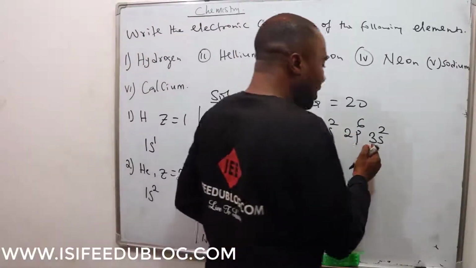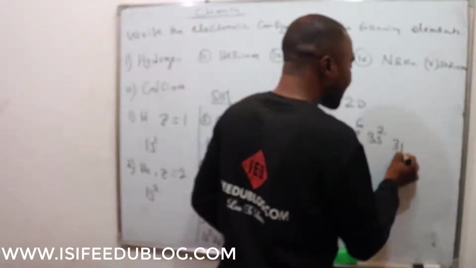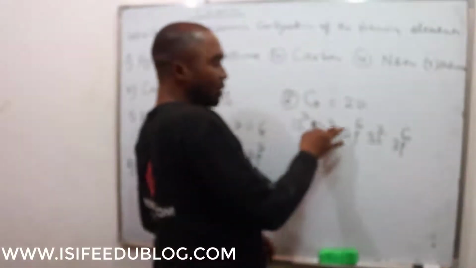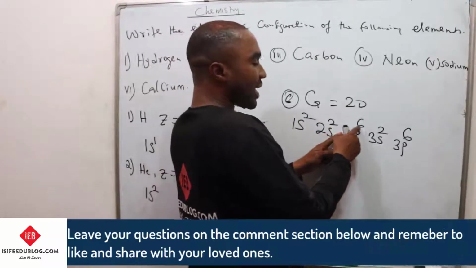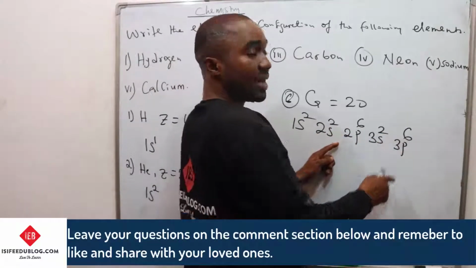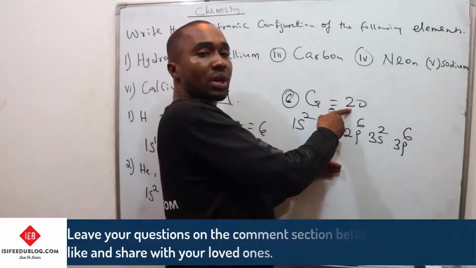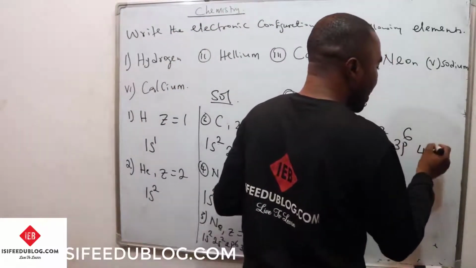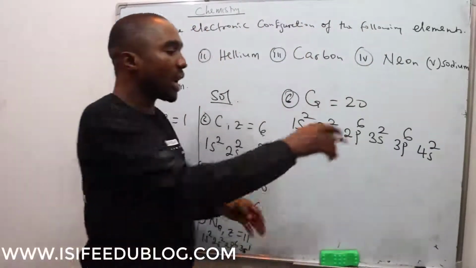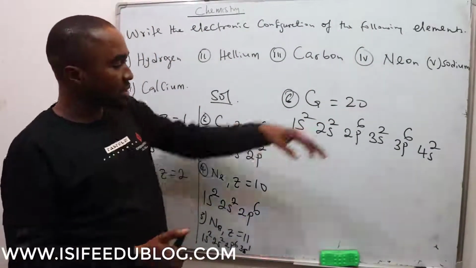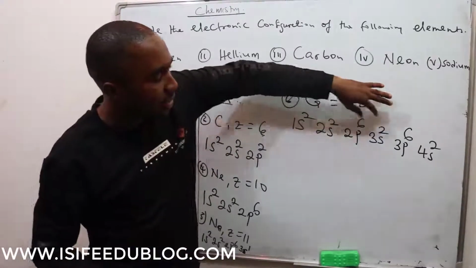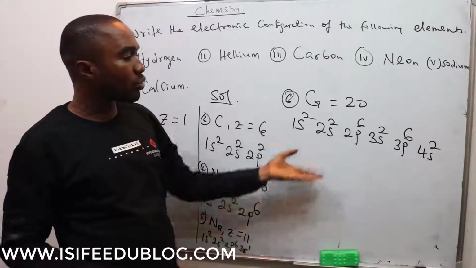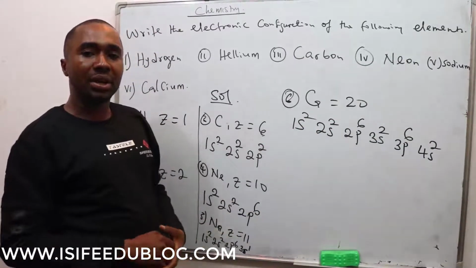So we continue writing. After 3s, the next one is 3p. And the maximum that p can carry is 6. If you count the electrons here, this is 4 plus 6, 10 plus 2, which is 12 plus 6, that is 18. But we are dealing with 20, so we still have 2 more electrons. That will now go to 4s. 4s, we carry that 2. So if you count this now, it is 20. From here to here is 10. Then this and this is also another 10, making a total of 20 electrons. So that's how to write the electronic configuration.